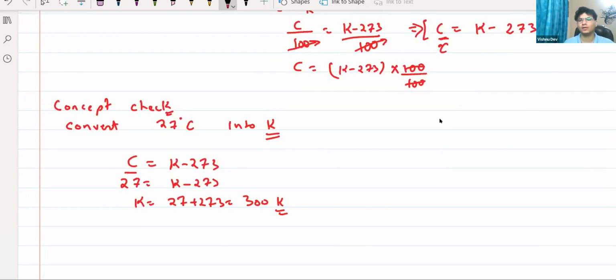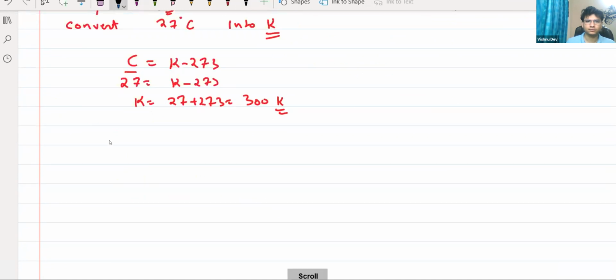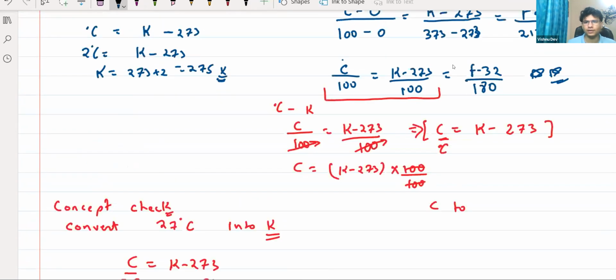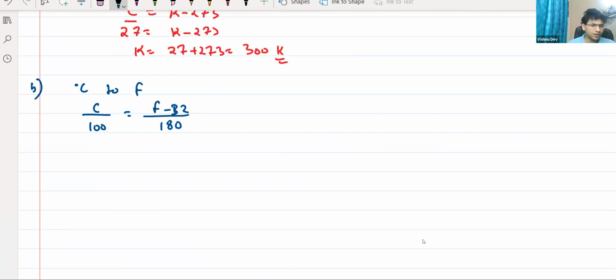Okay. Now let us see degree centigrade to Fahrenheit. So what is the formula? C by 100 is equal to F minus 32 by 180. Yes or no? This and this only. Now, cross multiplication we know, yes or no? How many do you know cross multiplication? Tell me. Sir, we all know. Very good.